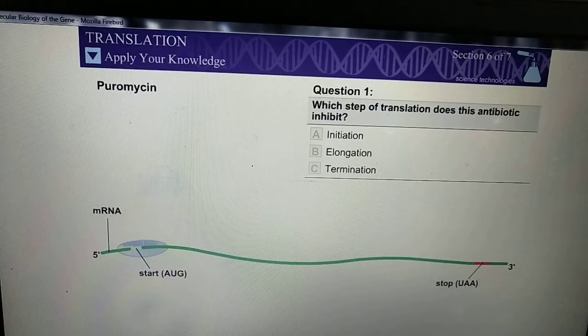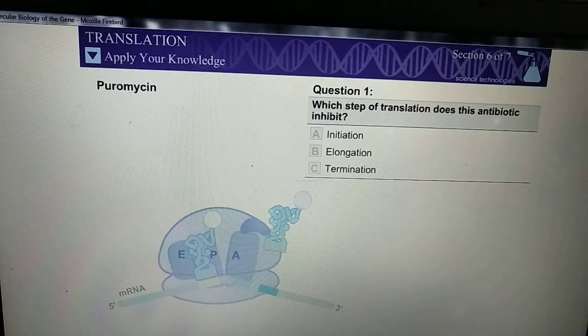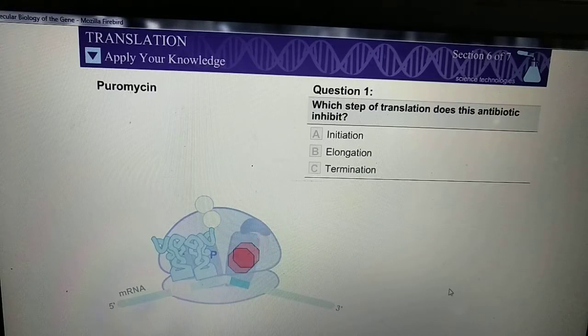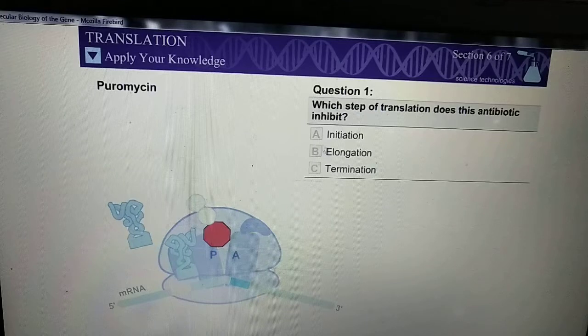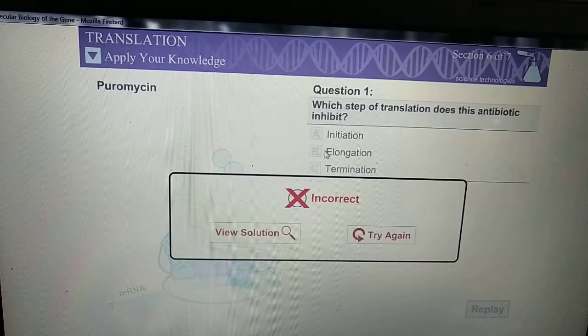Question 1. Which step of translation does this antibiotic inhibit? Incorrect. You may want to try again. Correct.